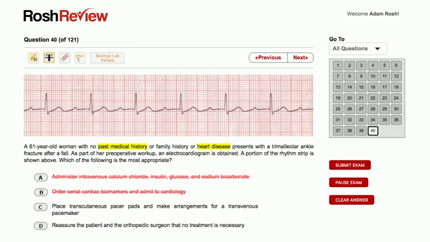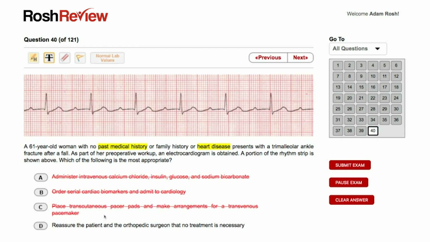Answer choice C, place transcutaneous pacer pads and make arrangements for transvenous pacing. This patient does not need a pacemaker, even transcutaneous. If this patient was coming in with chest pain, was diaphoretic, and there was a heart block, we'd be concerned that it may progress to complete heart block. And in those cases, you may want to consider transcutaneous pacer pads. However, this patient is totally fine otherwise, other than the ankle fracture. So let's cross off answer choice C.